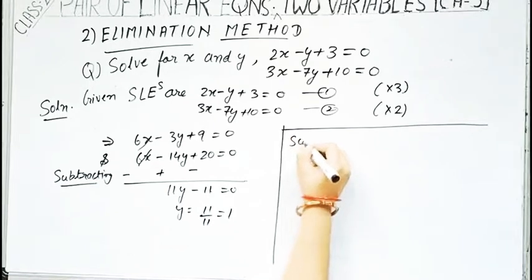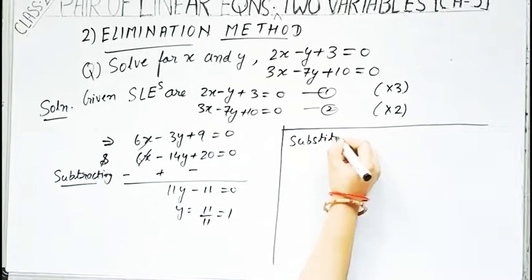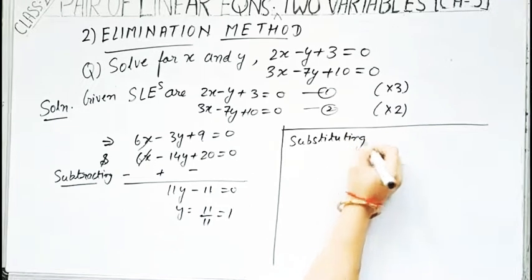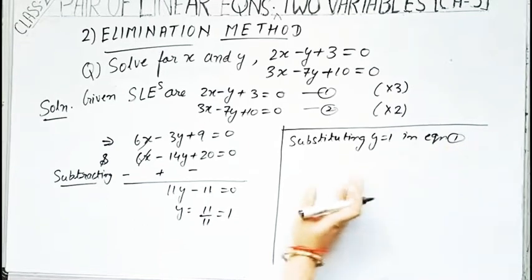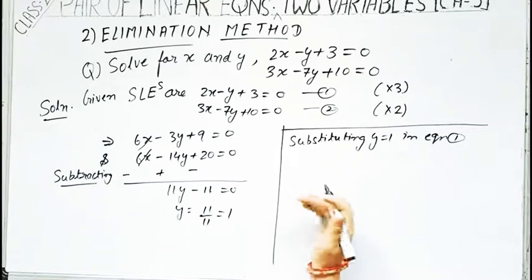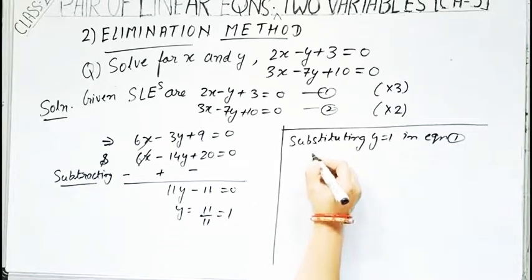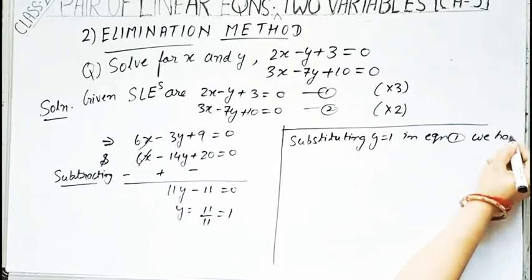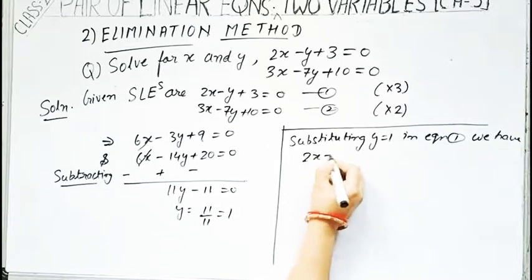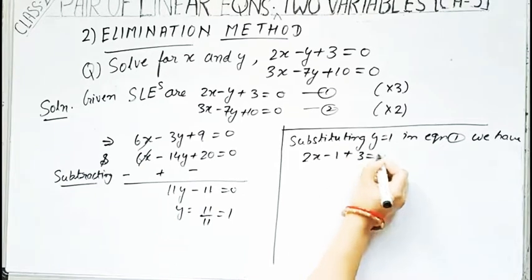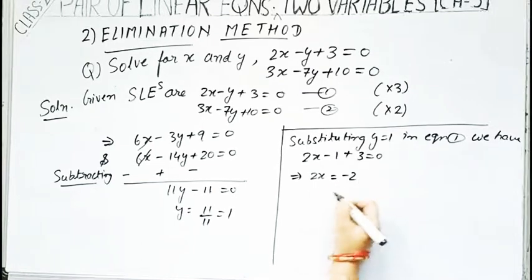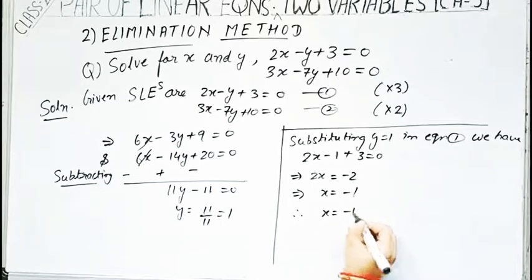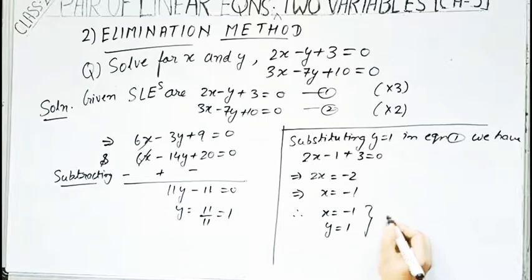So substituting y equals 1 in equation 1. Try to substitute in the equation which you feel is simpler. So in equation 1 we have 2x minus 1 plus 3 equals 0. This implies 2x, this will give 2, so this will be minus 2. This implies x equals minus 1. Therefore, x equals minus 1 and y equals 1. Answer.